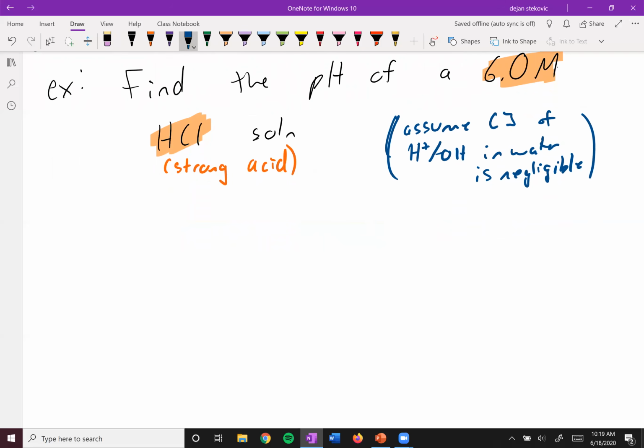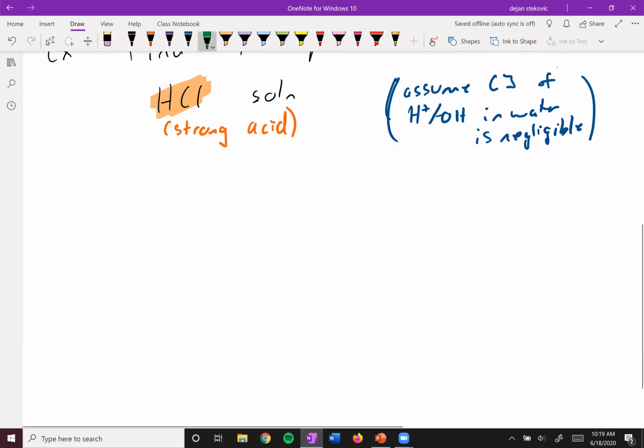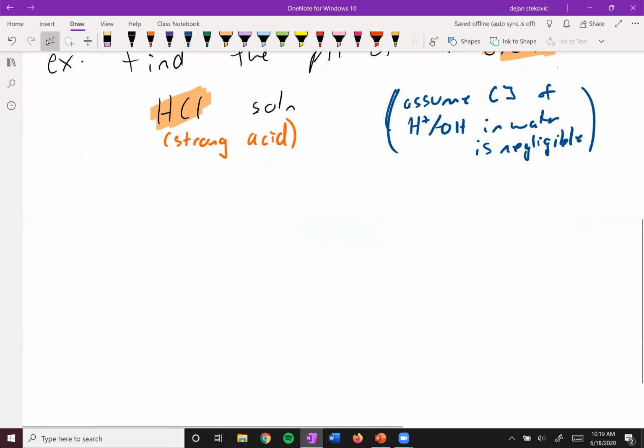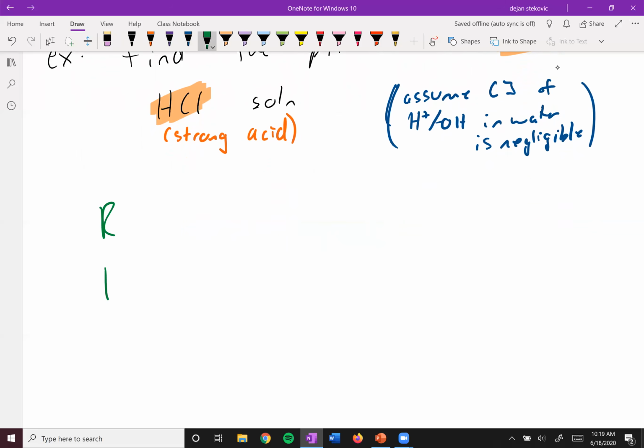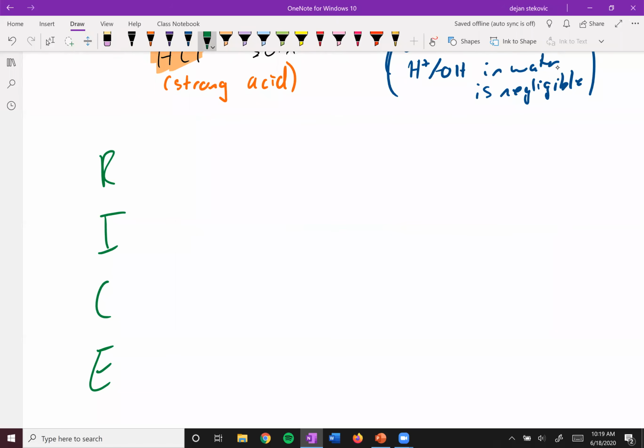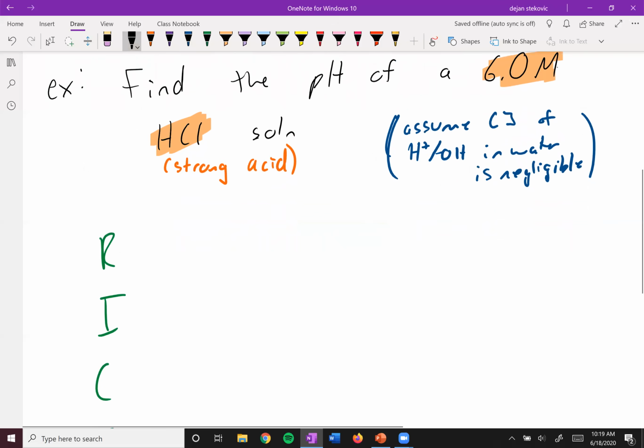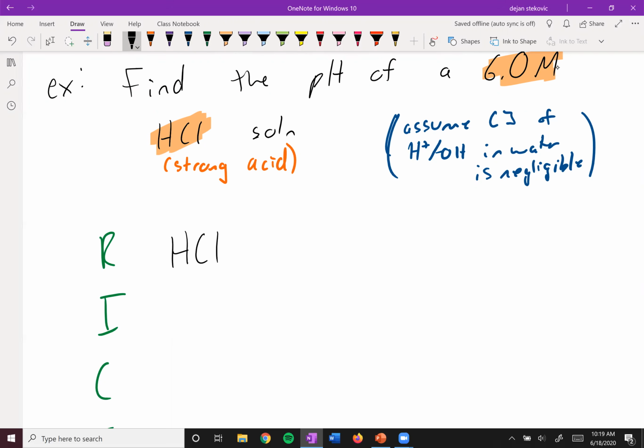And so all of these things can be done with rice table problems. With these strong acids and bases, the rice tables aren't totally necessary, but I still think it's a good idea to go ahead and write them out so that you know what's going on. And so in this case, I didn't give you the equation. With strong acids or any acids or bases, you should be able to write the chemical equation yourself. So we're talking about water, so we're talking about HCl reacting with water to form H3O plus and chloride minus.